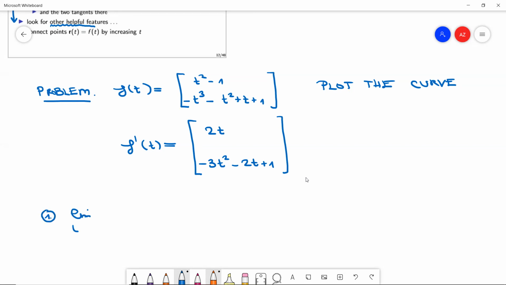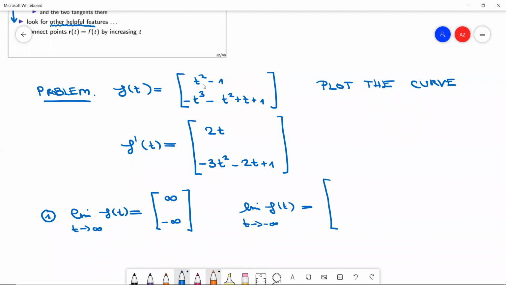So the limit when t goes to infinity of f of t. The first coordinate is t squared minus 1, so when t goes to infinity, this is infinity. The other coordinate is also a polynomial of odd degree. That's why when t goes to infinity, the term of the highest degree prevails, so minus t cubed, and it's minus infinity. On the other hand, when we compute the limit of f of t when t goes to minus infinity, the first coordinate is still infinity because it's an even degree polynomial, and the second one is an odd degree polynomial, so it's minus minus infinity cubed, so it's infinity.